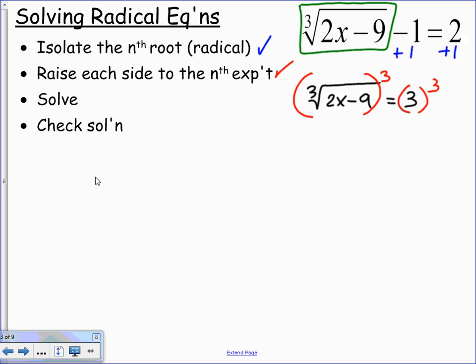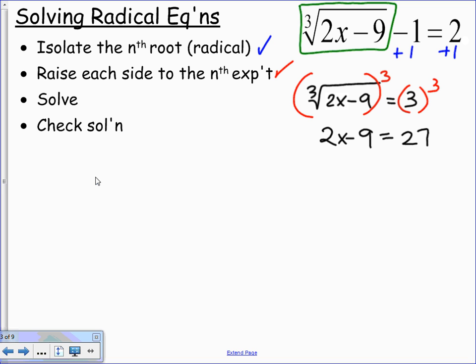What will the cube do to the cube root? Make it disappear, right? Okay, just like a square root makes a square disappear. So they're inverses of each other. We have 2x minus 9 equals, what is 3 cubed? 27. Okay, you can see how using the flashcards and looking at the chart multiple times is going to be helpful here, because you're raising things to different exponents.